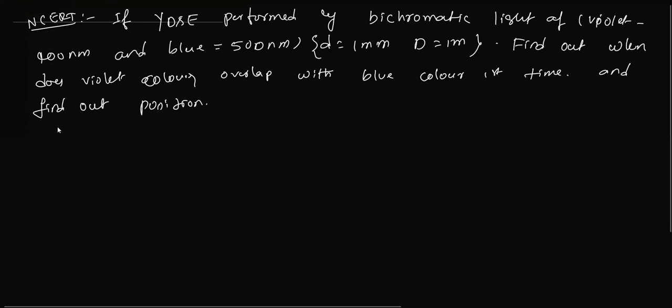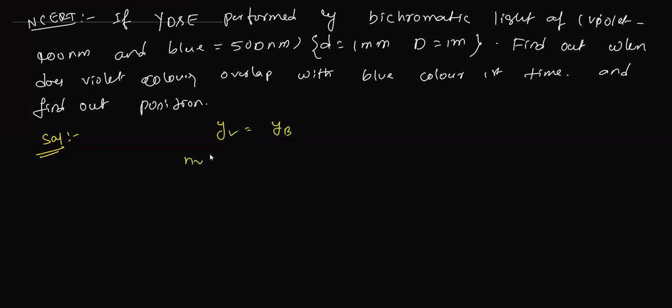How to check this? This we already discussed in one similar question. So violet light and blue light, overlapping means they form at the same place, meaning the distance of violet equals the distance of blue. So n_V lambda_V D by d equals n_B lambda_B D by d. Bright fringe value we wrote here. Lambda D by d will get cancelled. n_V by n_B can be written as lambda_B by lambda_V.